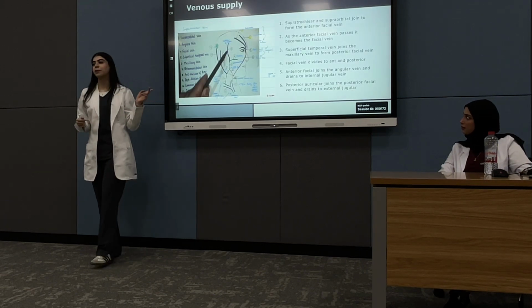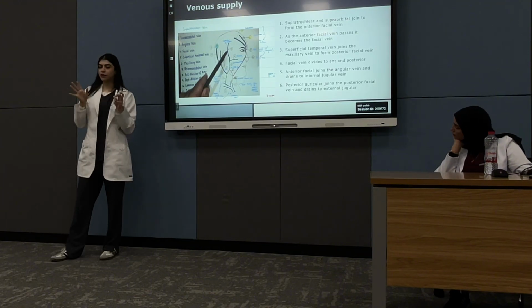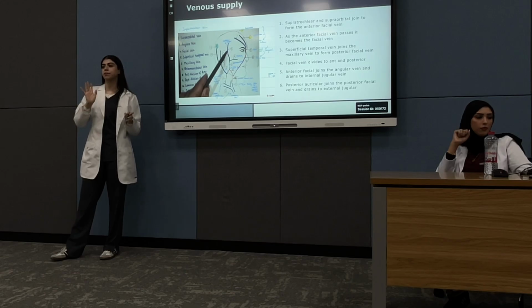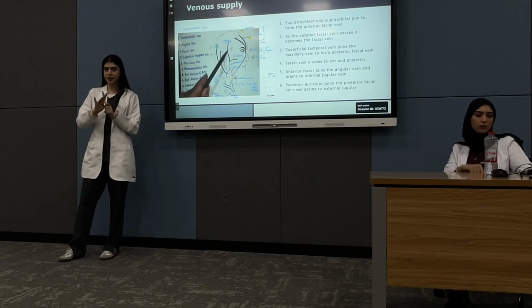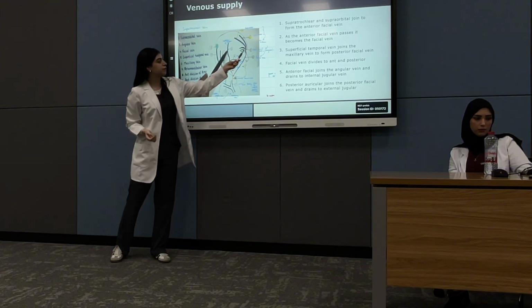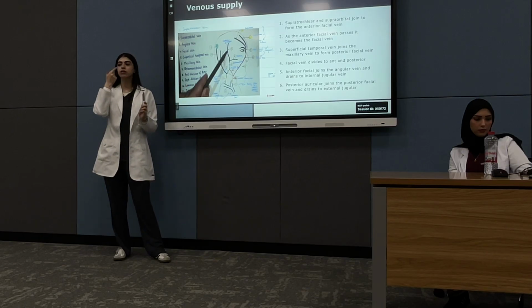The veins. This is very important. The venous supply of the scalp is not that complicated, it's the same as the arterial supply, but the opposite. We're going to start with supratrochlear and supraorbital. They're basically in the anterior part. Then they're going to join together and become the angular vein. Then the angular vein is going to basically just continue down.